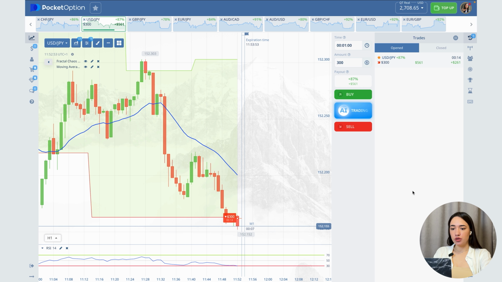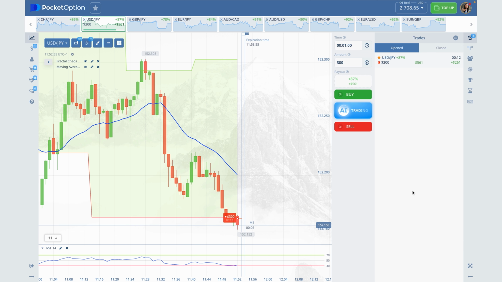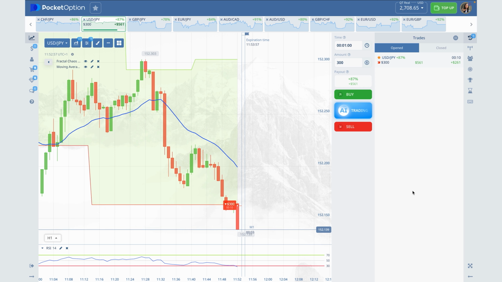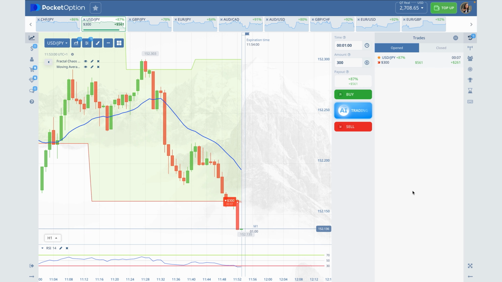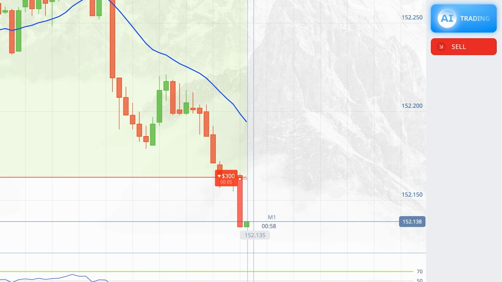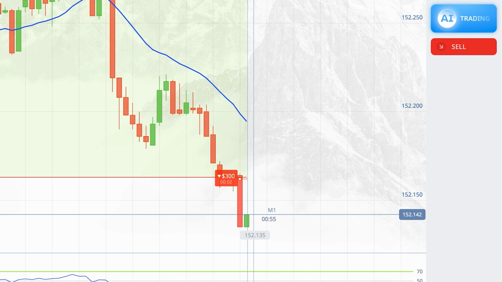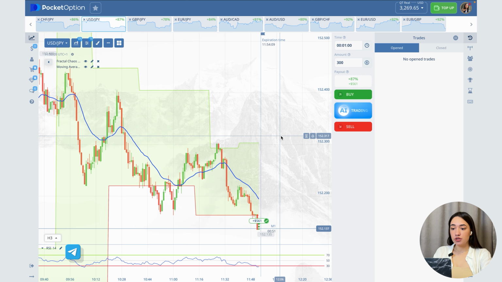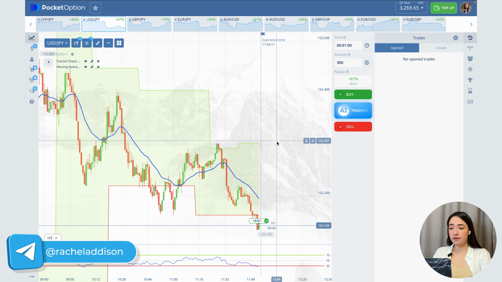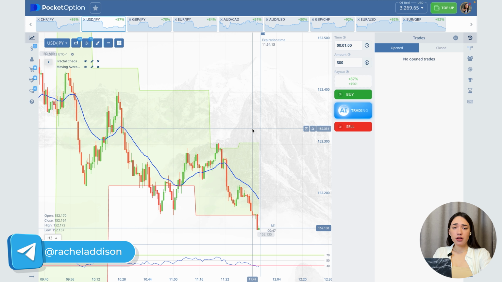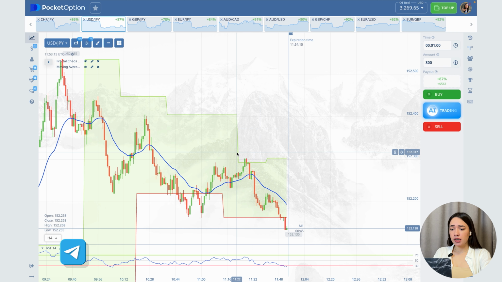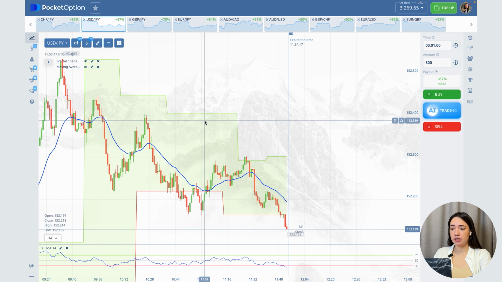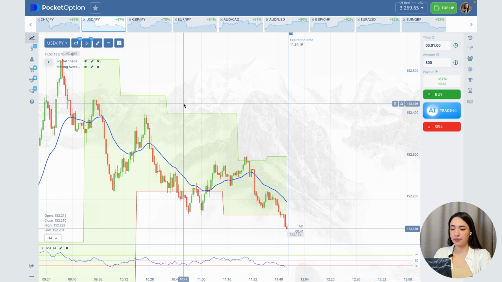And we watch the result. And the first deal is simply closed in plus. Great result. I think it was pretty clear here, so let's continue the analysis and find the next currency pair.